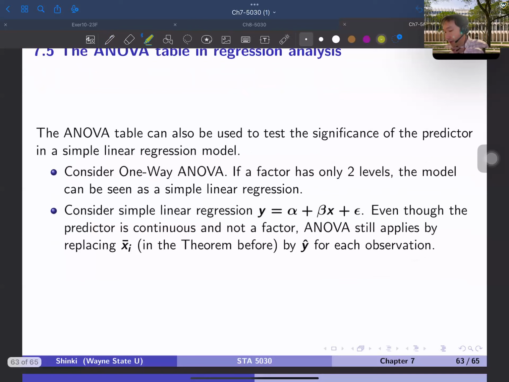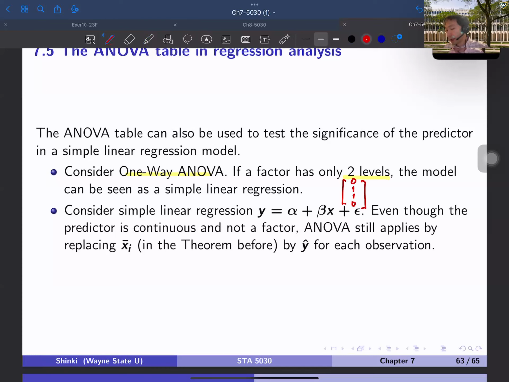And if we consider the one-way ANOVA with only 2 levels, that means our predictor is basically an indicator variable for the second group. So say the first group is the baseline, and we have an indicator variable of the second group. If we have 4 observations and the second and third observations are in group 2, then basically this predictor is used in one-way ANOVA. So in this case, we only have one predictor.